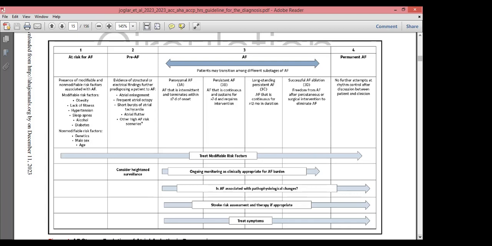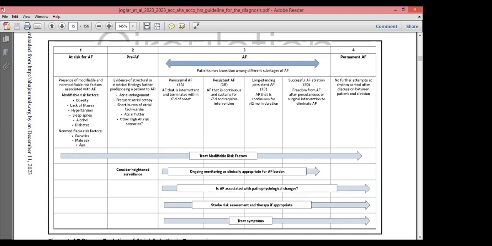Then the fourth classification is the permanent AF. These are people where the doctor and the patient have discussed the patient's AF and agreed on no further attempts at achieving rhythm control. So they agreed that the patient will be on rate control. For all the stages, you try to treat the modifiable risk factors.